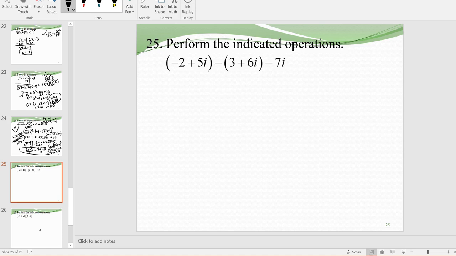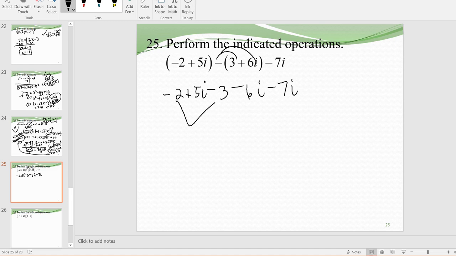So here we have imaginary numbers. We can treat them like variables, which means I could subtract, or I can distribute this to make this minus 3 minus 6i. Bring the rest of it down. I can combine like terms. Negative 2 minus 3 is negative 5. Bring these together to give us negative 8i. That's it.